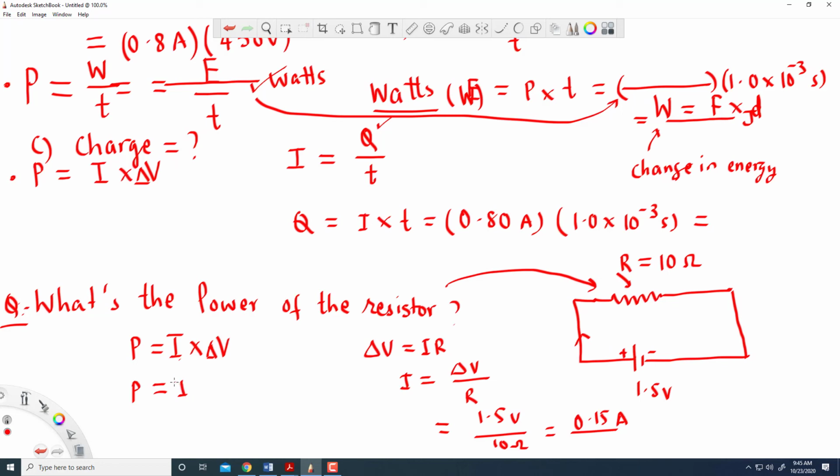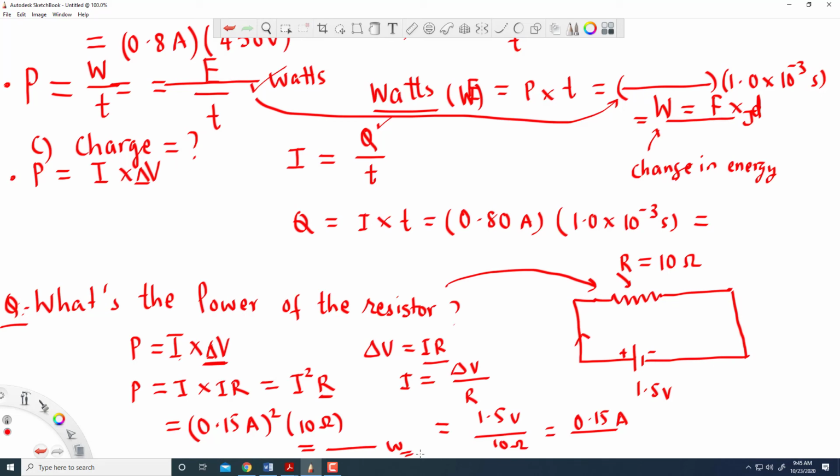I is known, and from Ohm's law, delta V is I times R. So power is I times I, which is I squared, where I is the current through the resistor or through the circuit, times R. So now we know I squared is 0.15 amperes squared, and R is the resistance, 10 ohms. You do that, and that will give you the power.